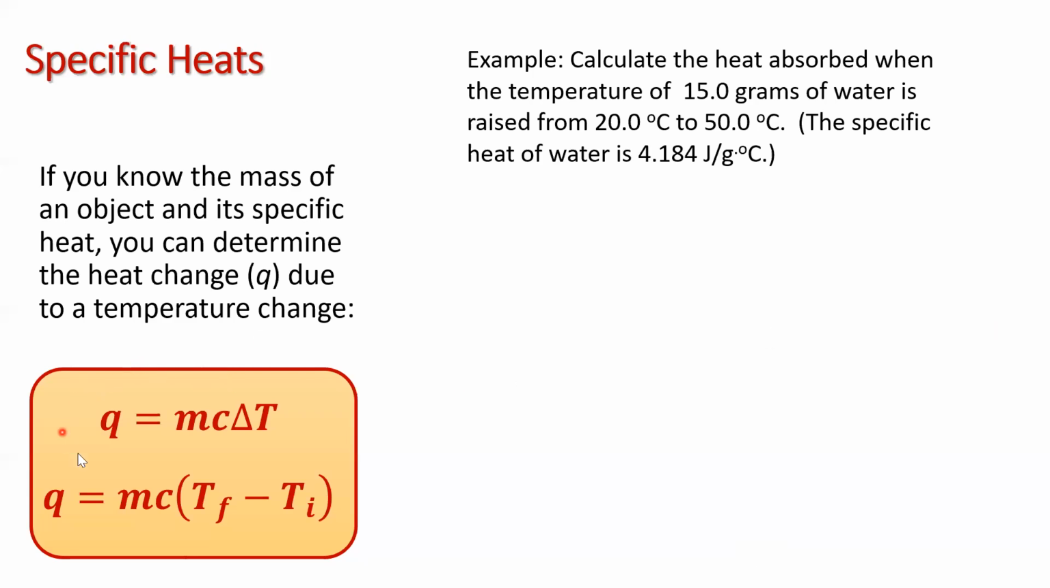So here's our equation. We are calculating Q. We know the mass, we know the specific heat, and we can calculate the temperature change. It's the final temperature minus the initial temperature, and see how much heat needed to be absorbed in order for that change to take place.